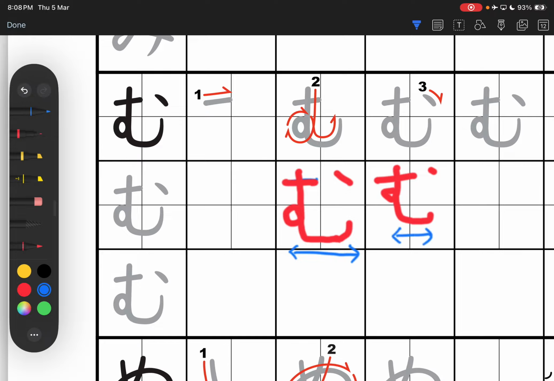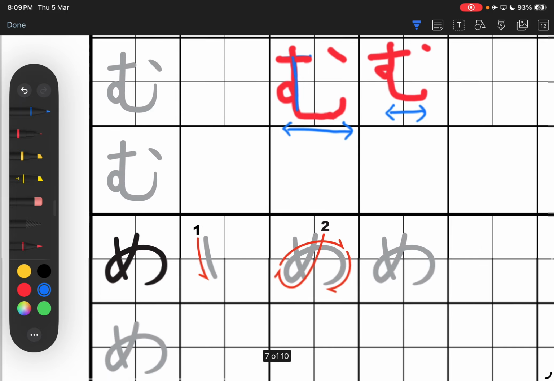Right, so don't be too stingy with the blue arrow below. Make it wider. Okay, the loop, try to make it nice. Try to make it one vertical line down. Okay, we good. We move on to the next one.